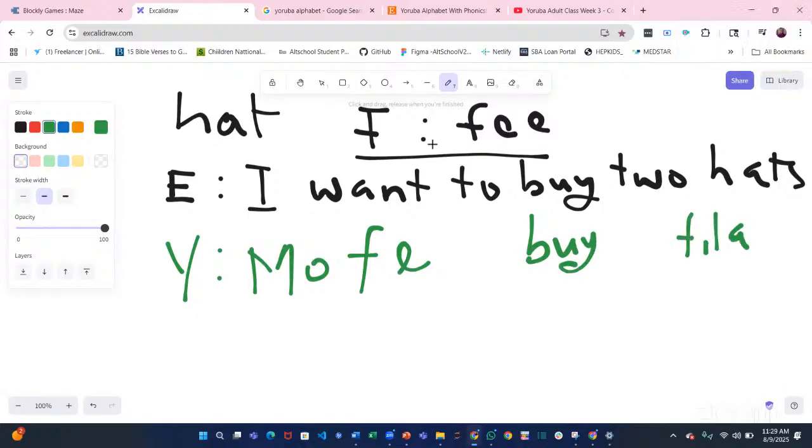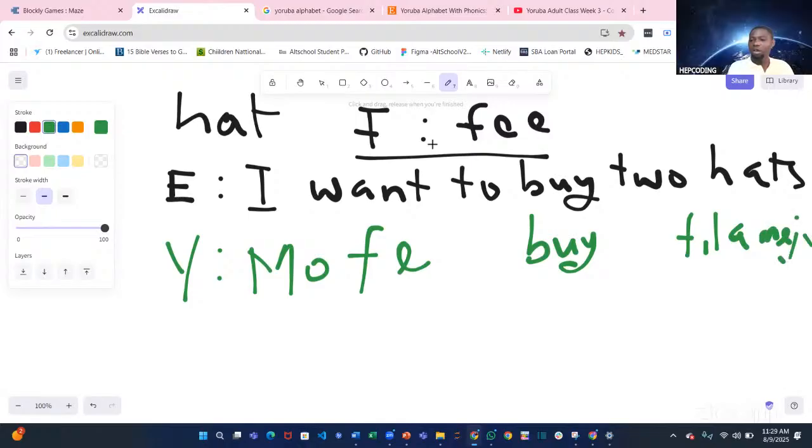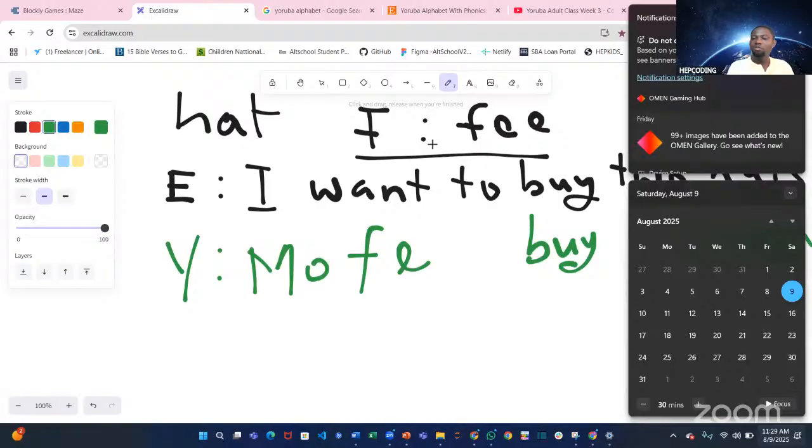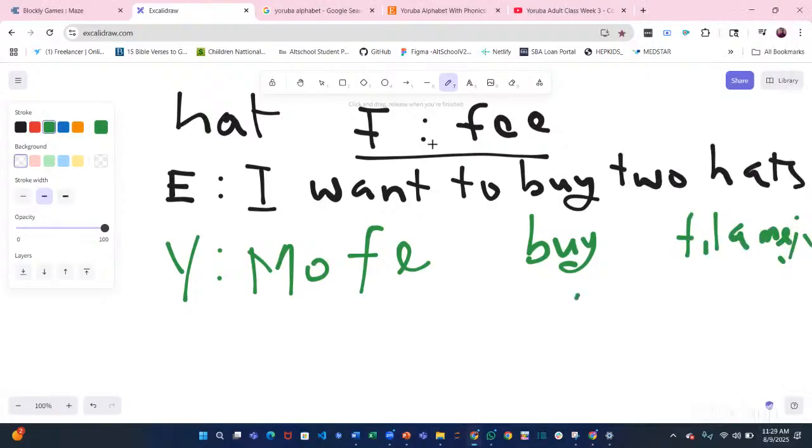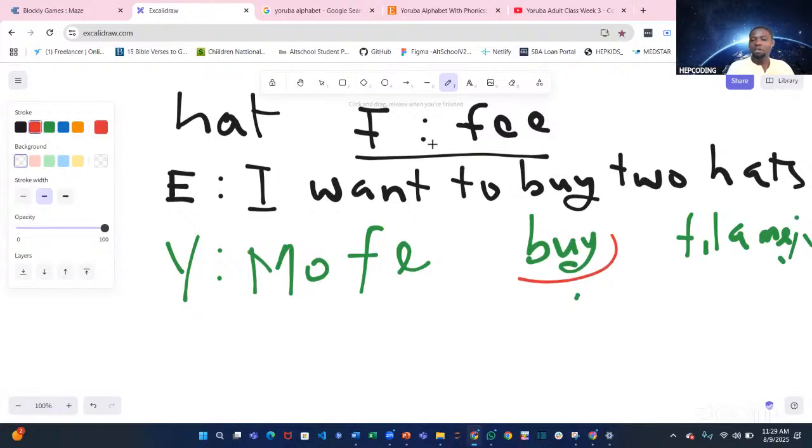Buy is not ra. What is buy? You are close. Mo fẹ́ buy fìlà méjì. I love what you have done. Fantastic. If you say this to a Yoruba person, they understand what you're saying. So don't be worried to put English in your conversation. That's how you become good at it. The more you do it, the better you get.